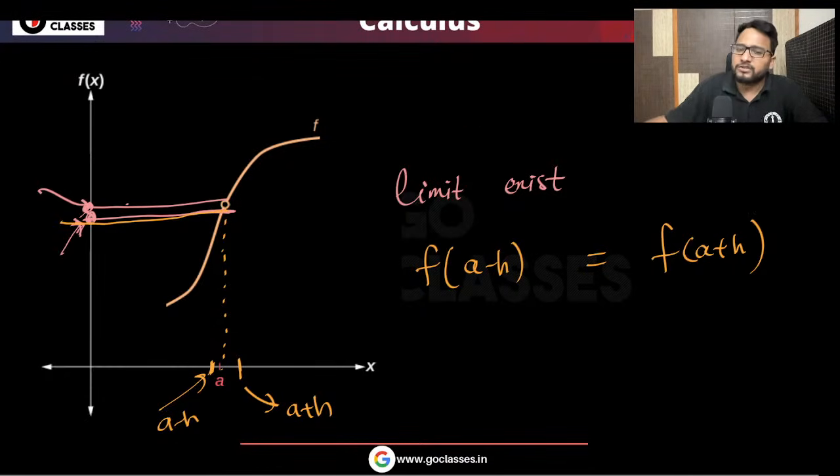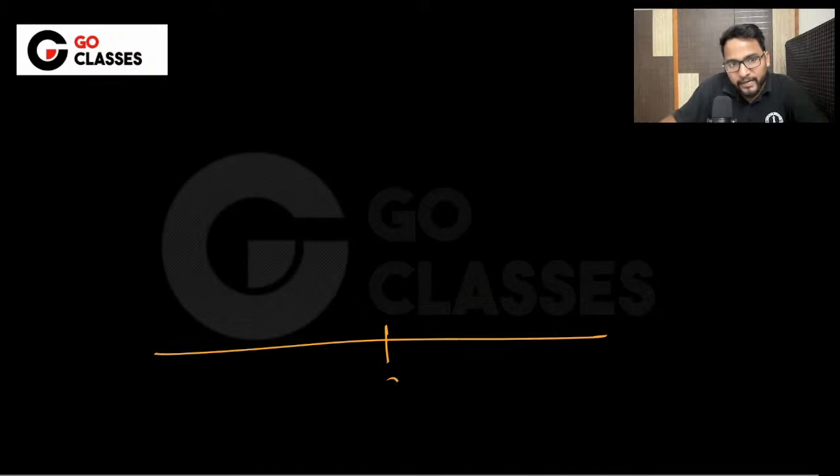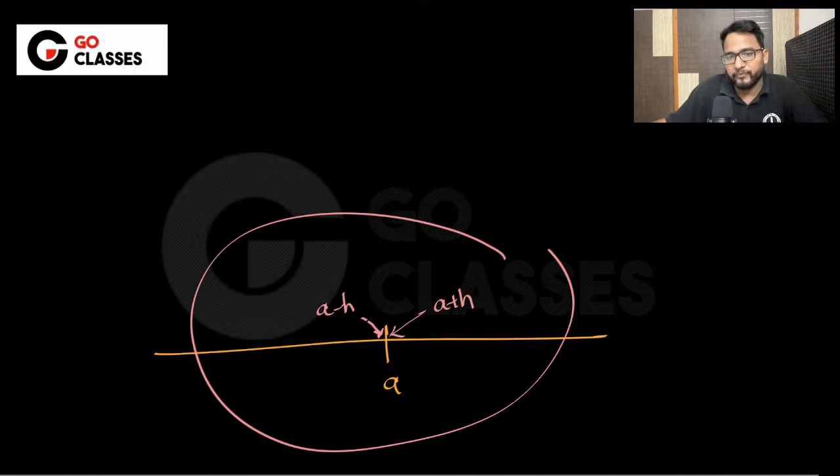Now some of you might be asking, what is this h? h is just some number which is very close to 0. So if you talk about this a, immediately left means you are very close to a, still on the left, which is a minus h. Immediately right means this point, which is a plus h. I hope these 2 points are clear.